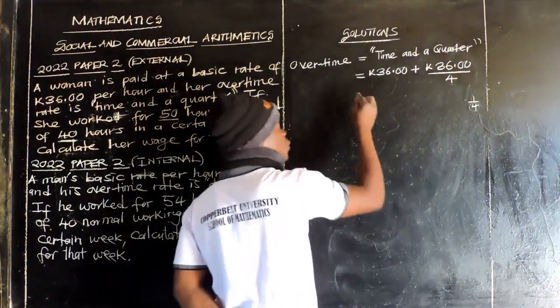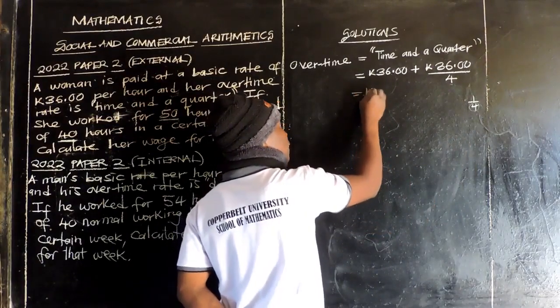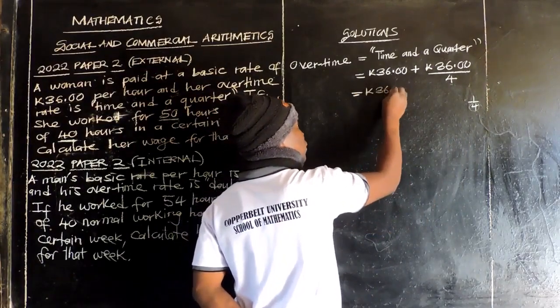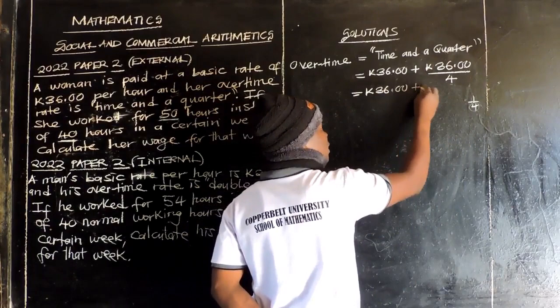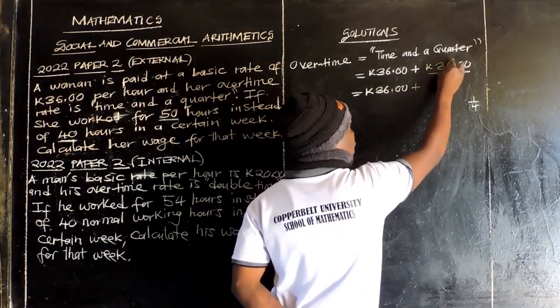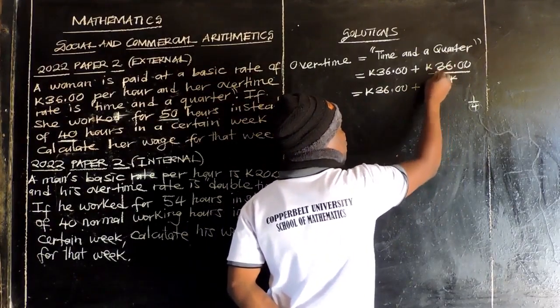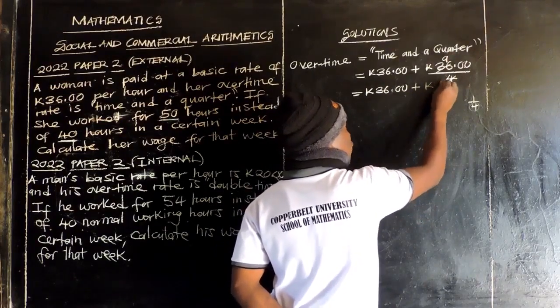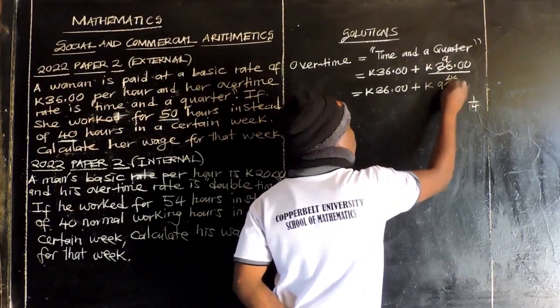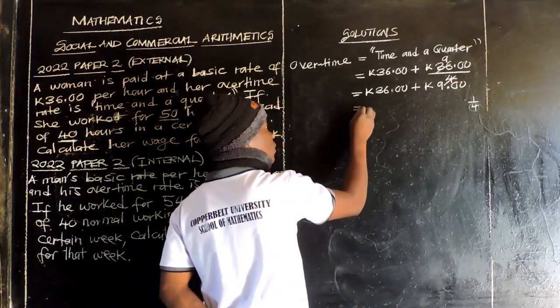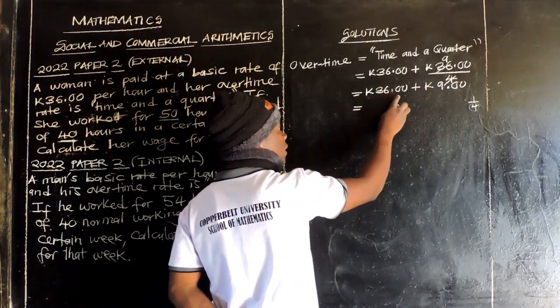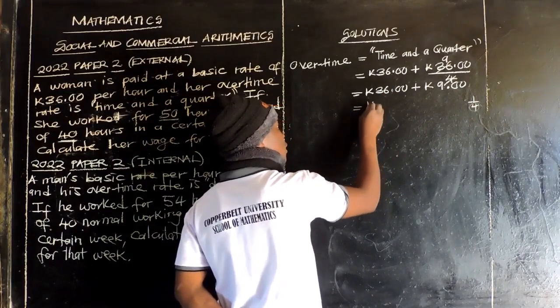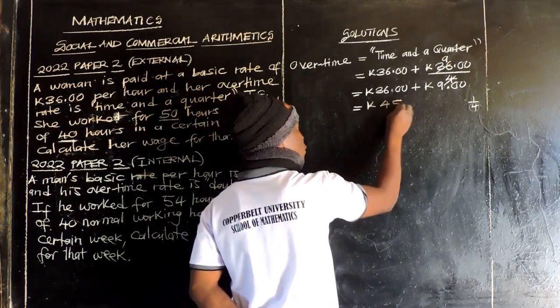So we move on and say 36 kwacha, then plus, we know 36 divided by 4 is 9. So we have 9 kwacha. That's the quarter of 36. Then you add, 36 kwacha plus 9 kwacha to get 45. Very good, to get 45 kwacha.